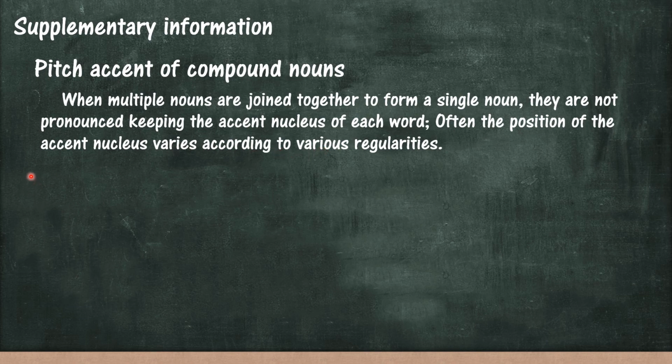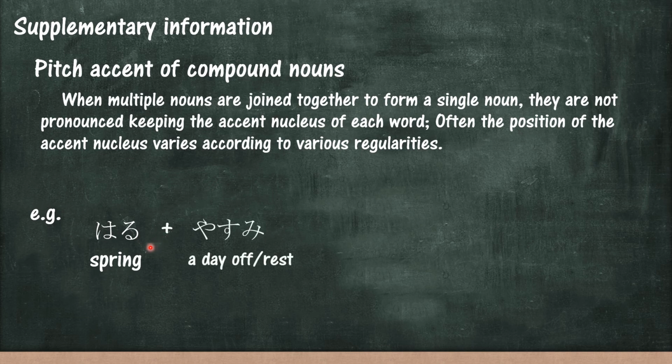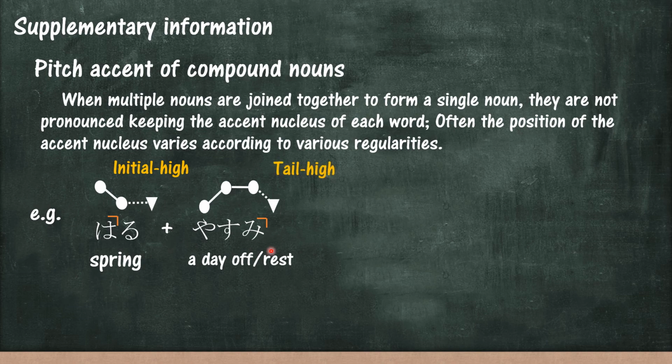Let's look at some examples. The word haru, spring, plus yasumi, a day off, rest. So the first word, haru, haru ga, initial high type. And second word, yasumi, yasumi ga, yasumi ga. So tail high type.